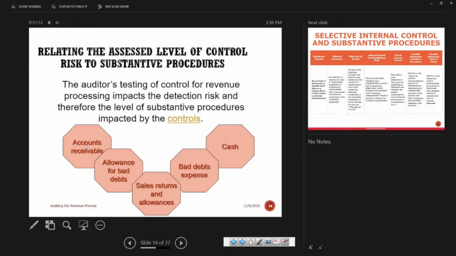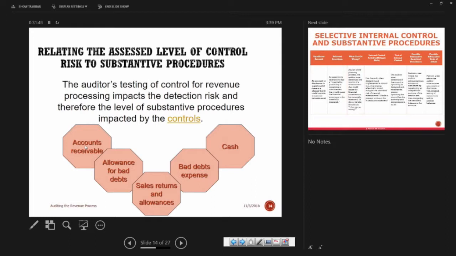So the auditor is going to test internal controls, and then determine if they can rely on internal controls, right? That will impact the timing and extent of the substantive procedures that they perform. The substantive procedures will be on accounts receivable, allowance for bad debt expense, cash, and sales returns and allowances.